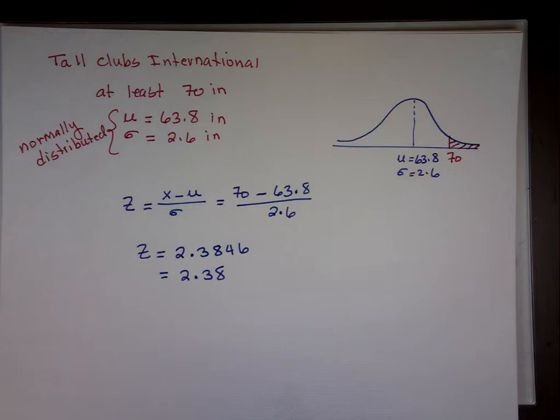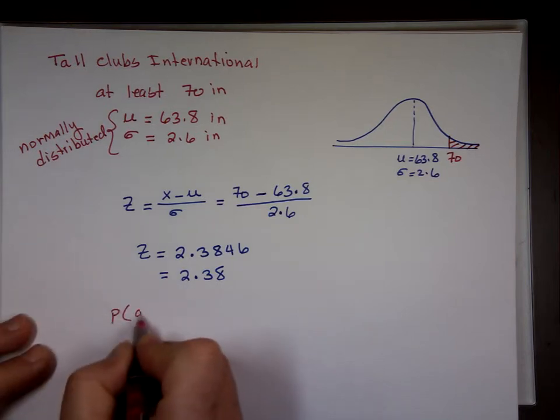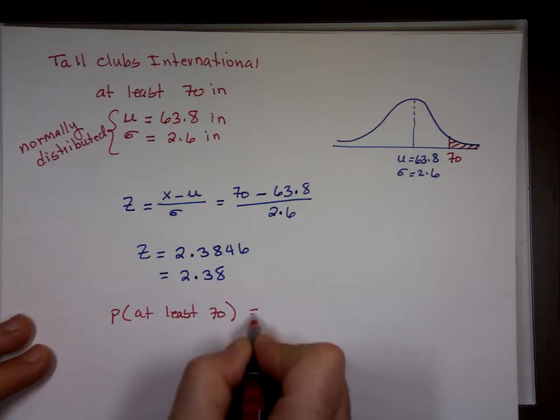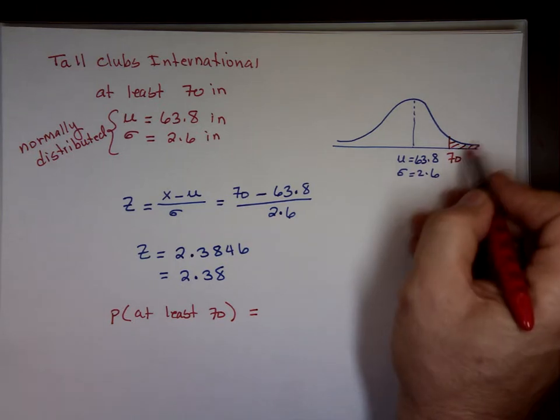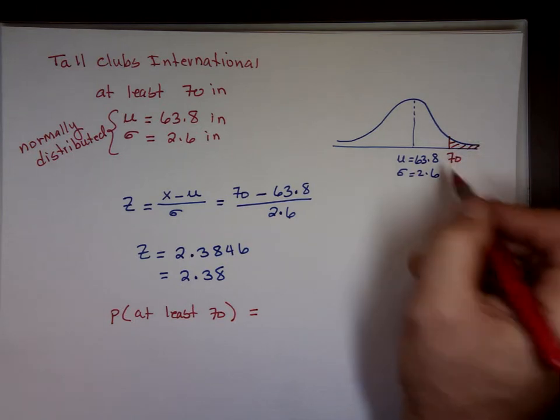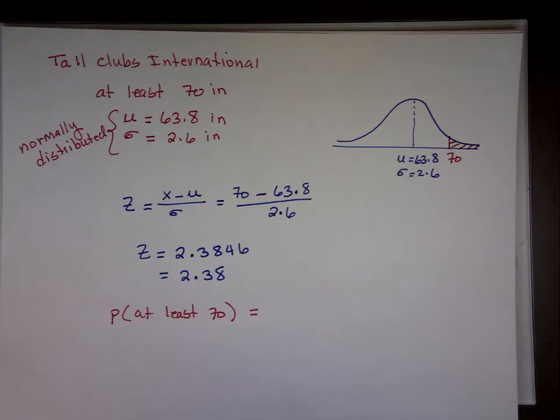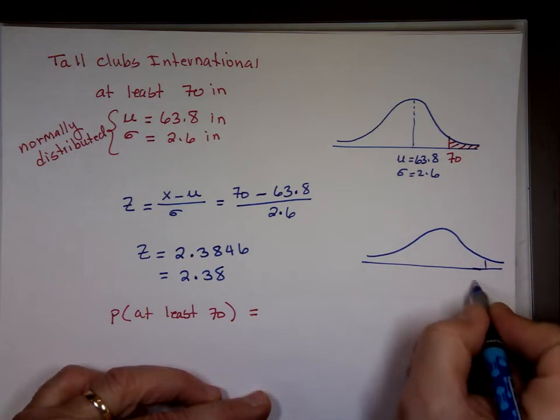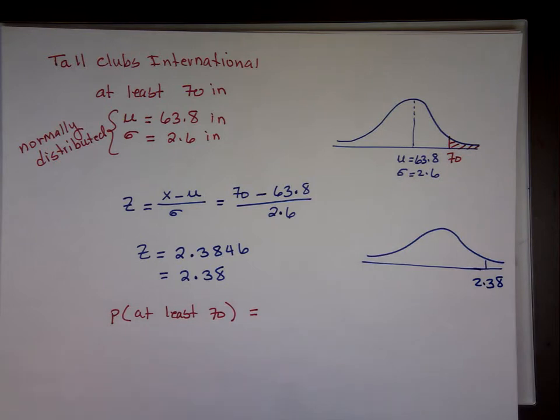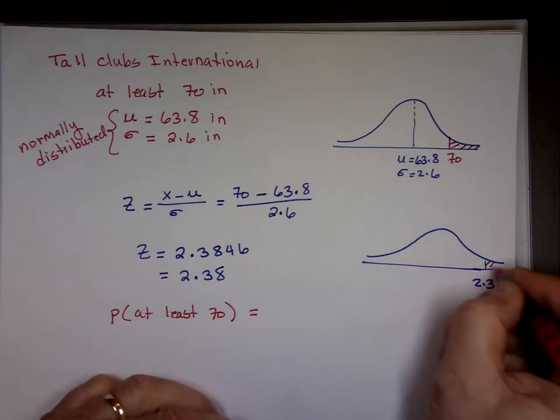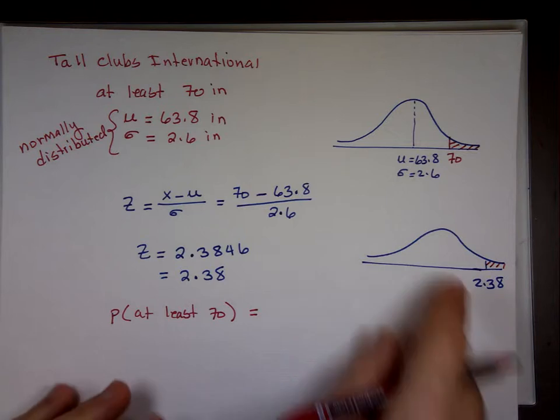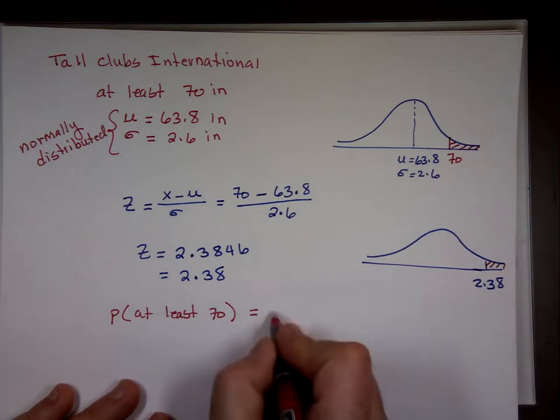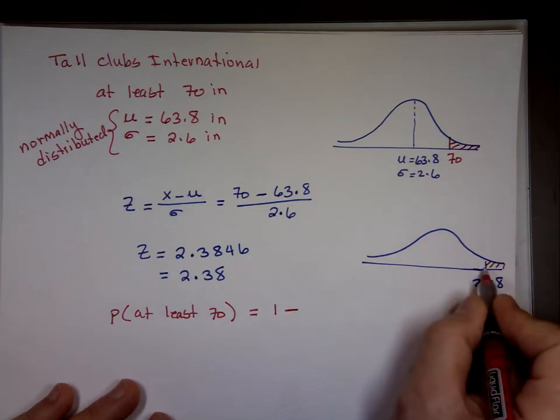So now the probability that the height will be at least 70. We need to know what is the area to the right of the 70. Now, if I look at my standard normal distribution at the 2.38, that's the z value, it's going to give me the one to the left. Remember, the table we have for you is always the area to the left of that. So it's 1 minus, and let's see what is the area to the left.